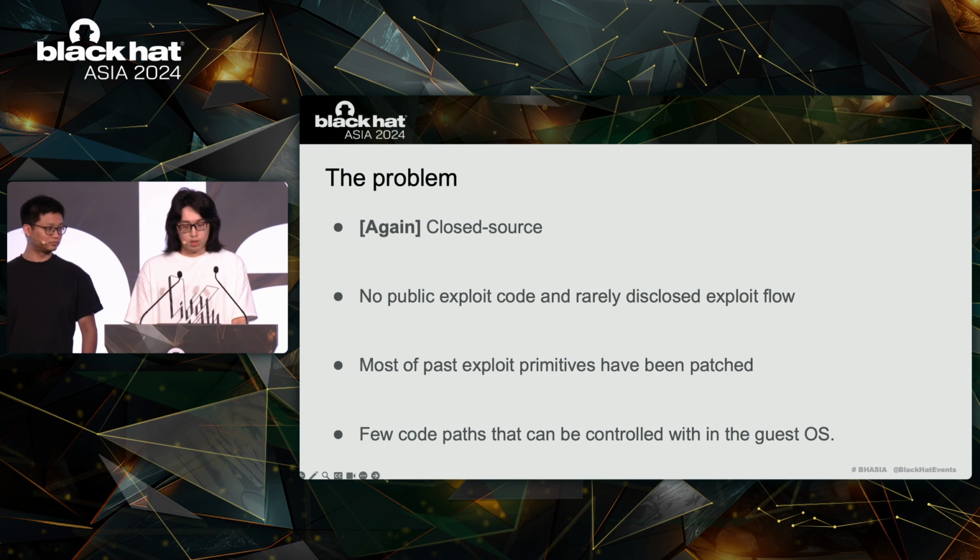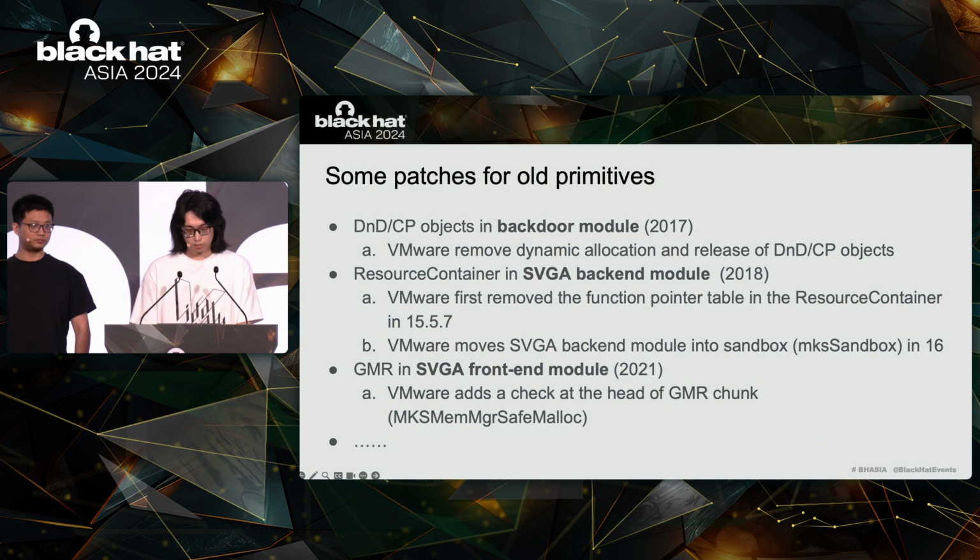Despite these challenges, we conducted further research and discovered a new set of generic exploit primitives that helps us achieve VM escapes. Before sharing this new exploitation approach, let me first share some of the past exploit primitives and how VMware patched them. This slide lists multiple historical public exploit primitives and how VMware fixed them. But due to time constraints, I will not go into detail.